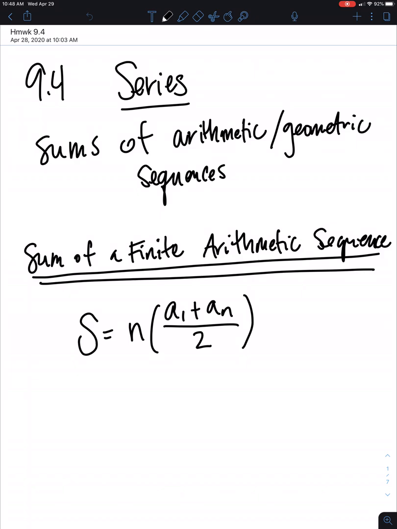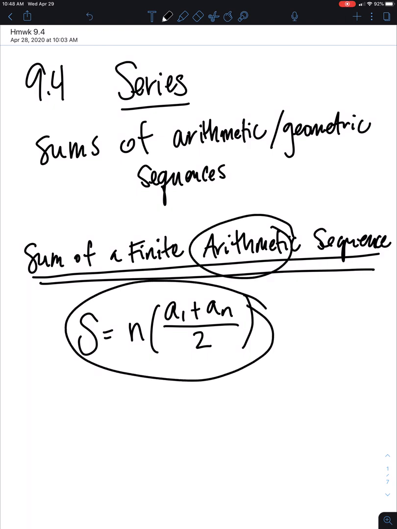Okay, so again, there's some formulas. This is arithmetic. This is the formula to find the sum. It's pretty straightforward. Okay, n is the number of terms you want to sum. So if they say find the sum of the first 40 terms, you would use 40. So n is the number of terms that you want to sum. A1, I hope that we all know what A1 is. This is the first term.